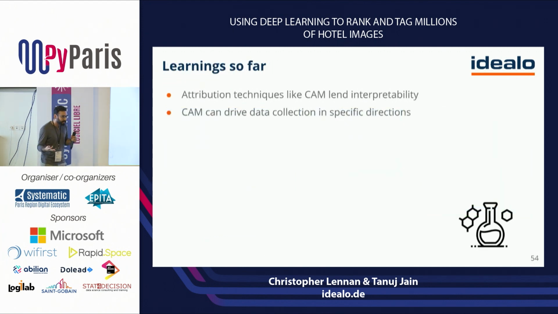So we have more learnings here. Attribution techniques like CAM lend a lot of interpretability to the model. It can even help our data collection process by telling us we should collect more data in the direction of, say, swimming pools with a lot of railings. So we can make a lot of insights with CAM.